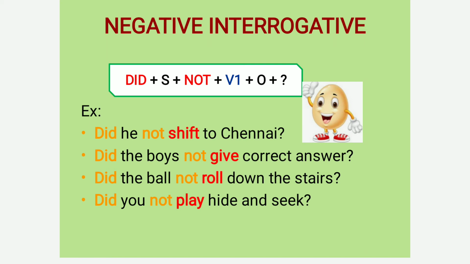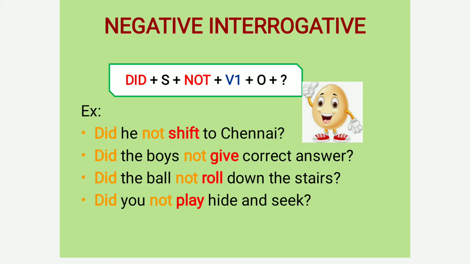It is asking why he is still here. Why didn't he shift? So in that manner, it is asking the question. Did the boys not give correct answer? Did the ball not roll down the stairs? Did you not play hide and seek? So it is asking you why you are not doing that thing. So once we frame the negative sentence, it is too easy to convert a given sentence into interrogative and negative interrogative.